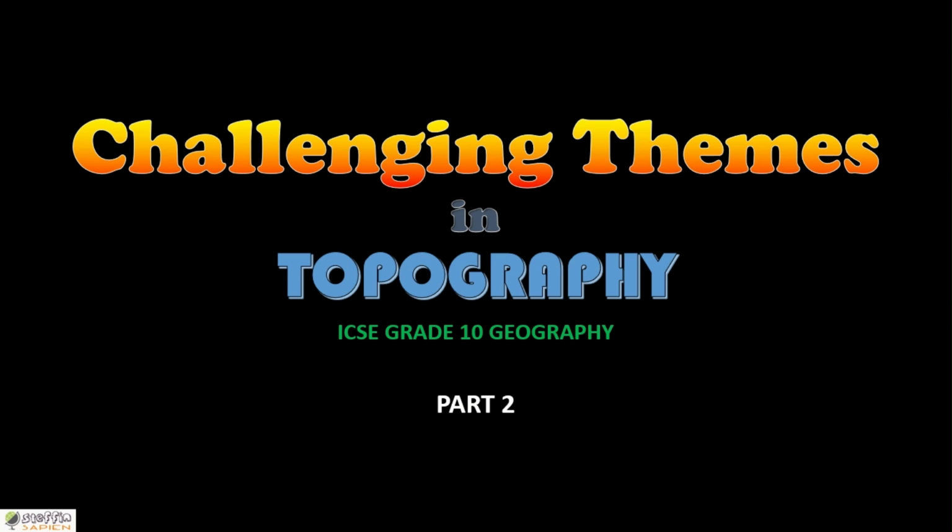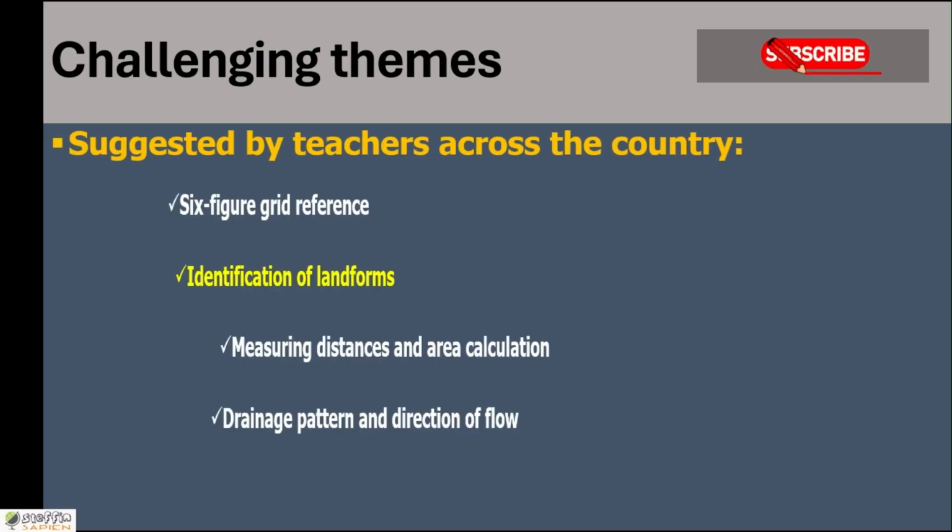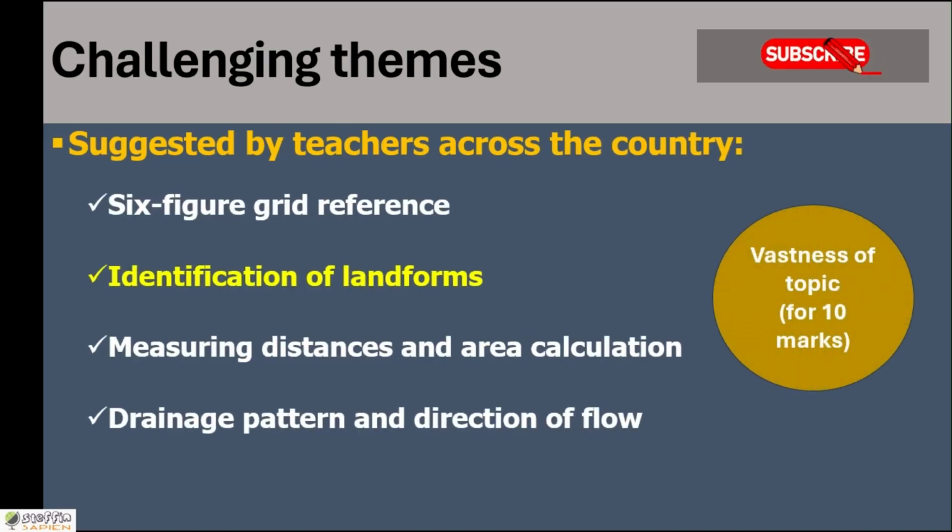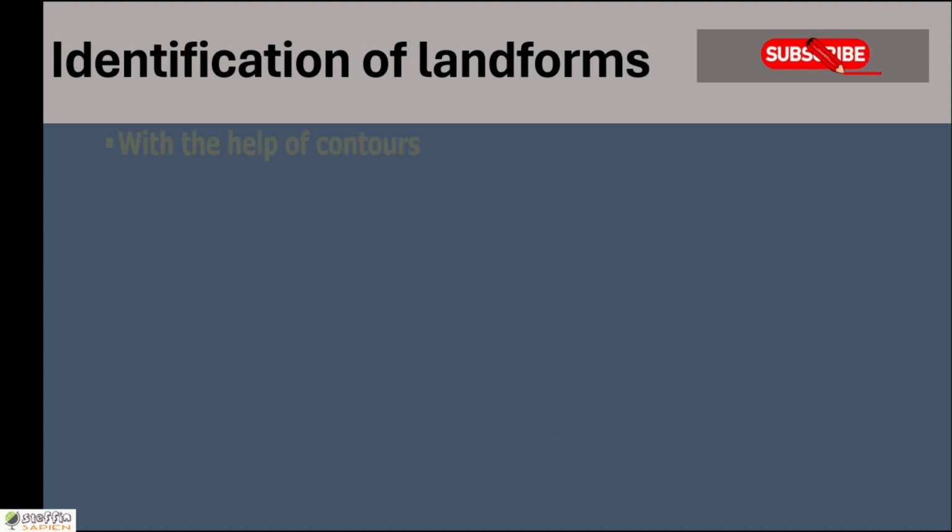Hi everyone, welcome to part 2 of Challenging Themes in Topography. The topic that we are going to discuss today is identification of landforms. Identification of landforms on topographical maps is done with the help of contours. Contours are lines that connect places located at the same elevation.